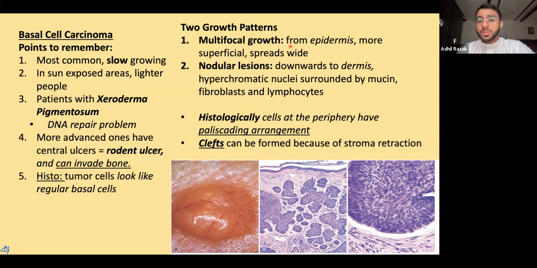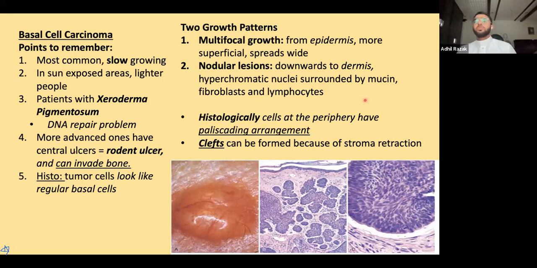There's two ways it can grow. There's multifocal growth and there's nodular growth. Multifocal growth is from the epidermis and more superficial, where it's more like a radial growth. The tumor happens, you see the mitotic changes, you see all the typical cancer cytological or architectural changes, and it just spreads wider. When it spreads wider, that is multifocal growth. But nodular growth grows downwards into the dermis. So multifocal mostly sticks to the epidermis, but nodular goes down to the dermis.